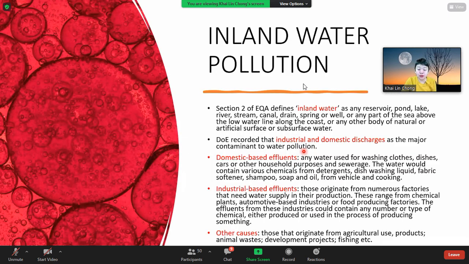Okay, so now we look into what is inland water pollutions. Okay, so bila kata inland water, okay, what is inland water? Air yang masuk ke dalam tanah. So what is that? Okay. Section 2 of EQA defines the inland water as any reservoir, pond, lake, river, stream, canal, drain, spring or well, or any part of the sea above the lower water line along the coast or any bodies of natural or artificial surface or subsurface waters.